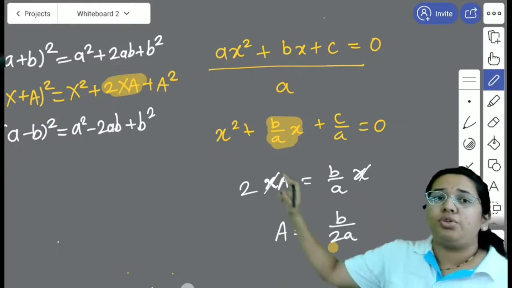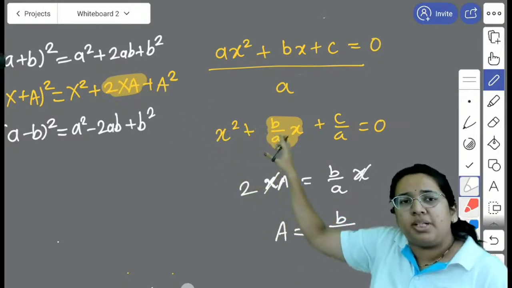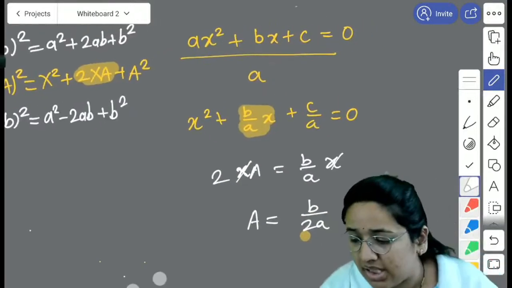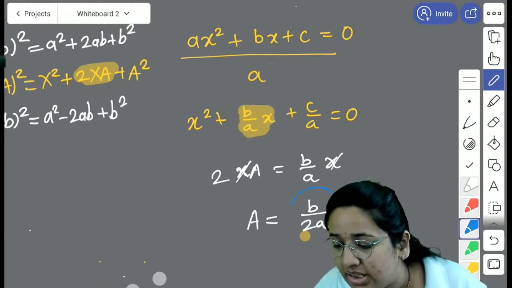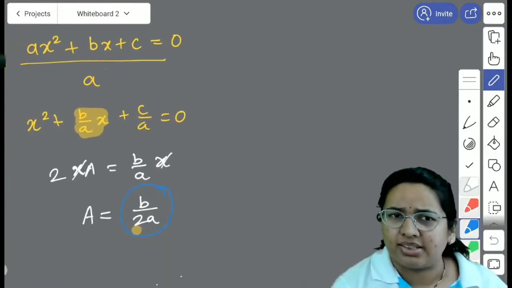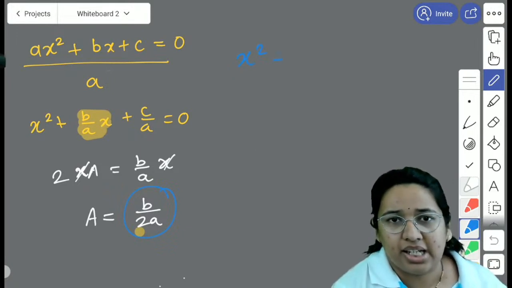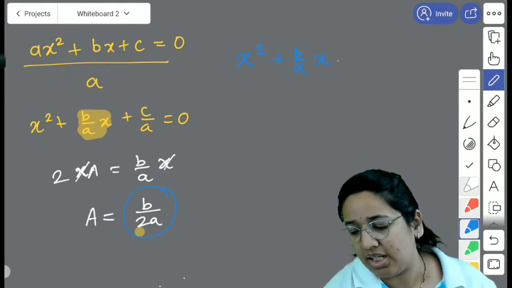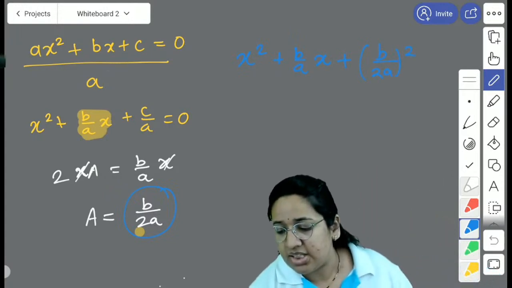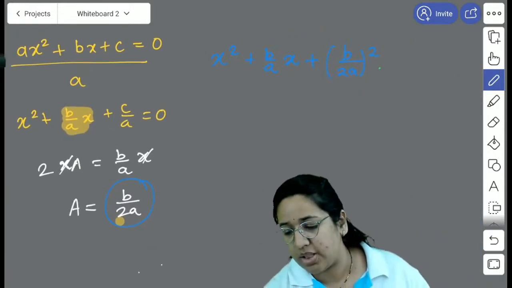So if you have to make this as (x plus a) whole square or something like this, you just have to do only one thing. We just have to add this a square to both sides. It means that we are getting x square plus b upon a times x plus (b upon 2a) whole square. We are just adding this term, and as we are adding this term, we just have to subtract it as well.